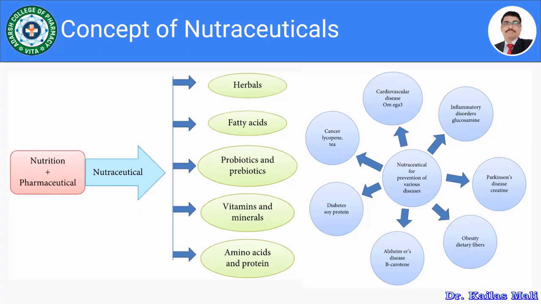Then diabetes mellitus. There are so many herbals which are widely used to treat and prevent diabetes mellitus. Here I have cited only the example of soya protein, which could be advantageous, or one of the nutritional supplements in the case of diabetes mellitus.